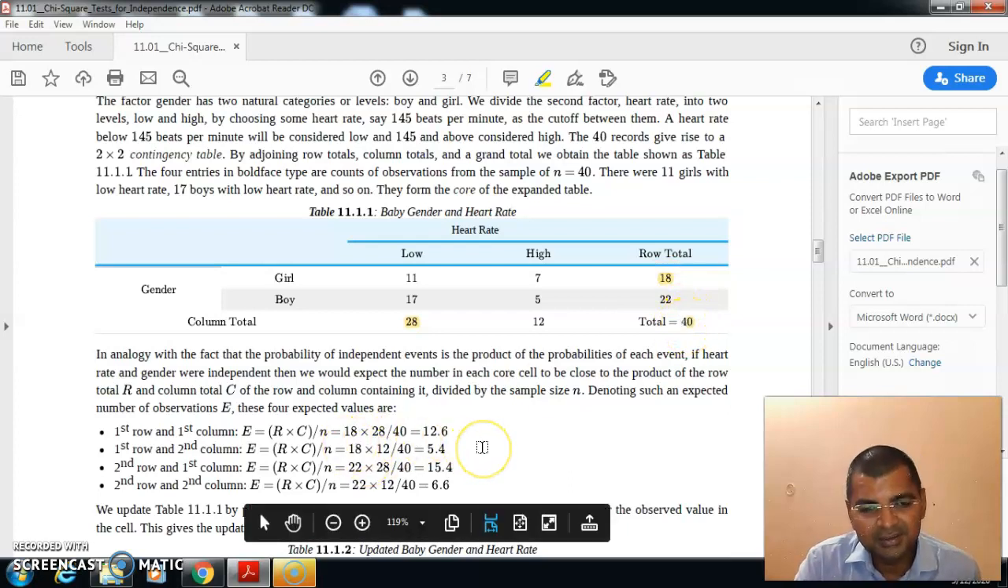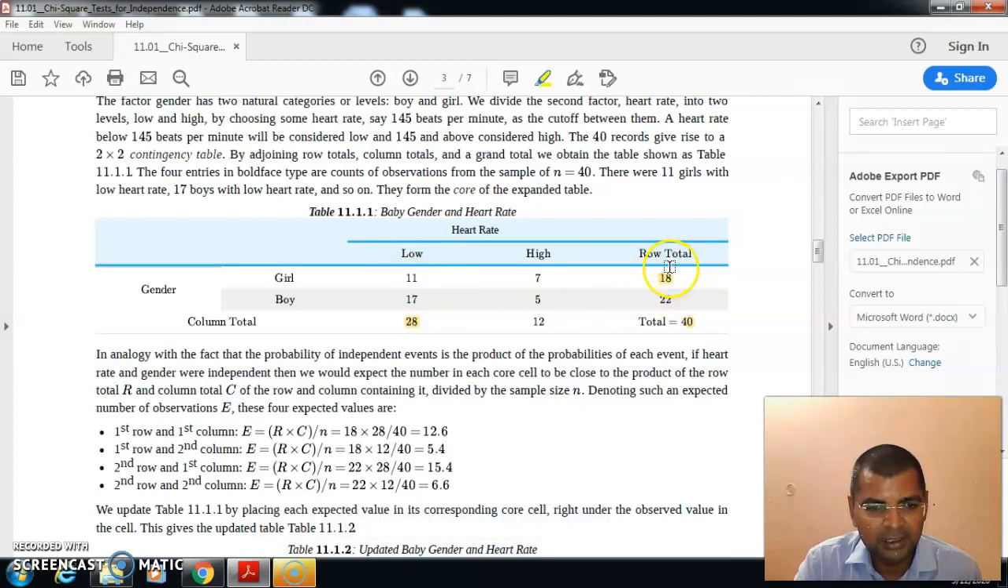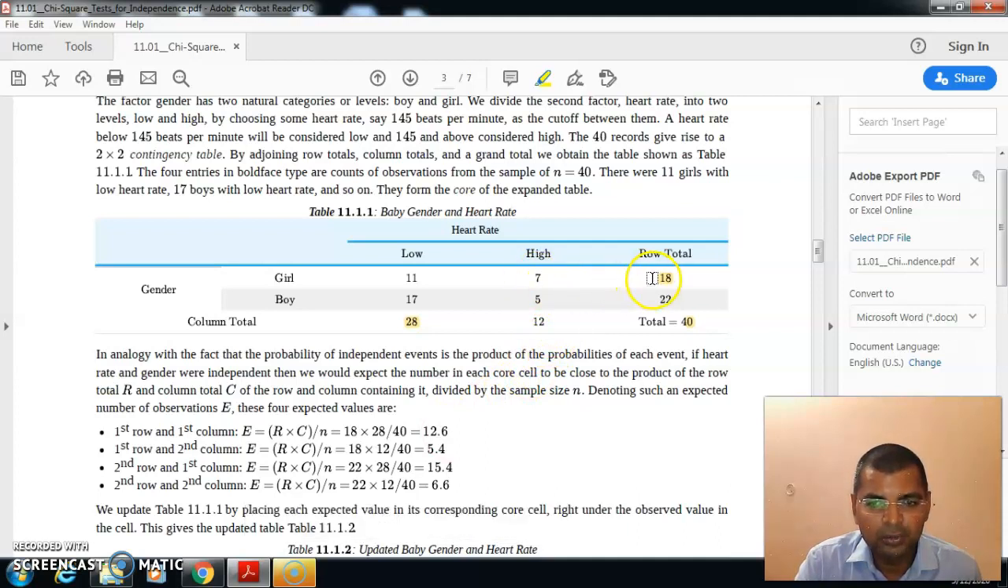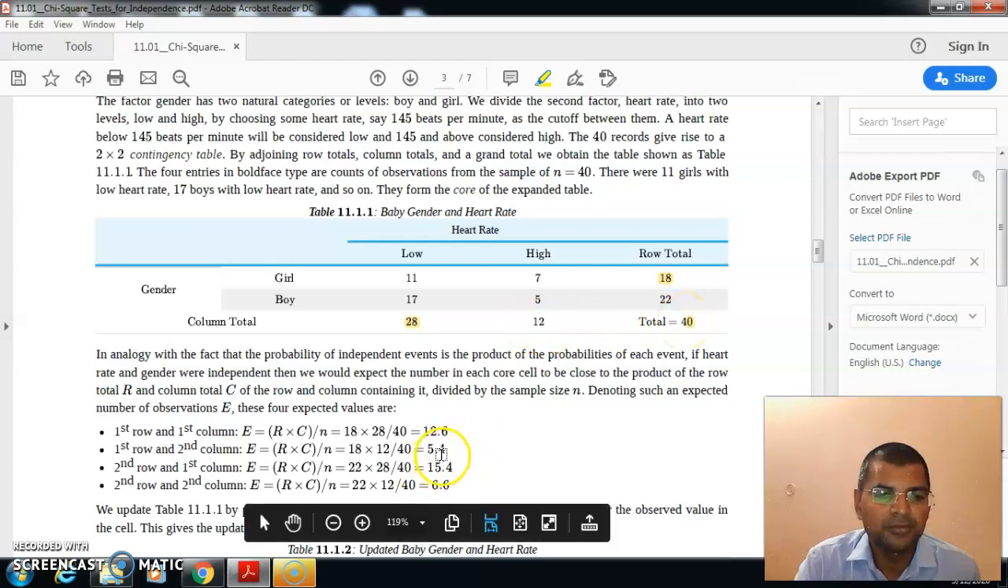So statisticians have devised a formula to calculate the expected value. Expected value of every cell is equal to the row total of that cell multiplied with the column total of that cell and divided by the total sample size. That is 18 into 28 divided by 40 is equal to 12.6. And for the girl cell, the row total is 18 multiplied with the column total 12, 18 multiplied with 12 divided by 40, then it is 5.4.